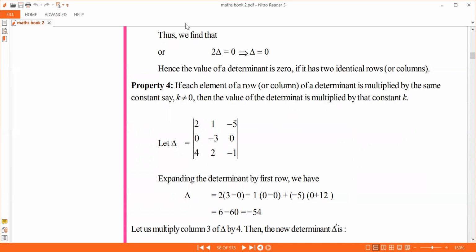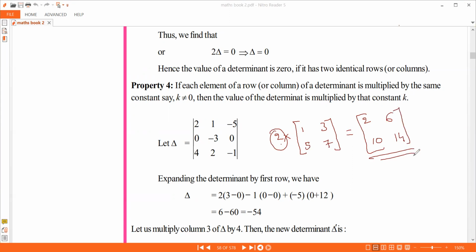Suppose in matrices and determinants, it is different. This one you have to understand. Suppose 2 into a matrix like 1, 3, 5, 7. So what will we do? Multiply every element with 2. So 2 ones, 2, 6, 10, 14. This is scalar multiplication of a matrix. This is for matrices.